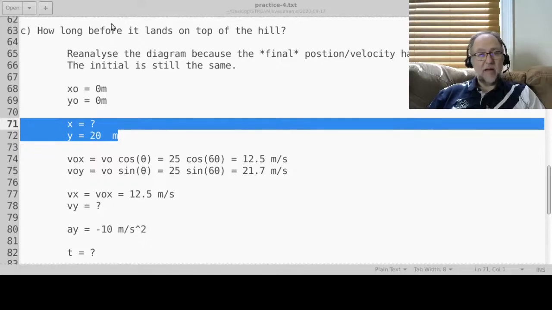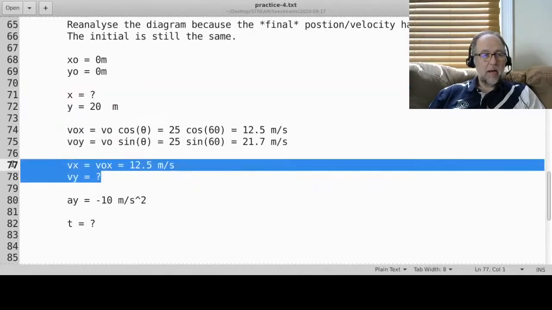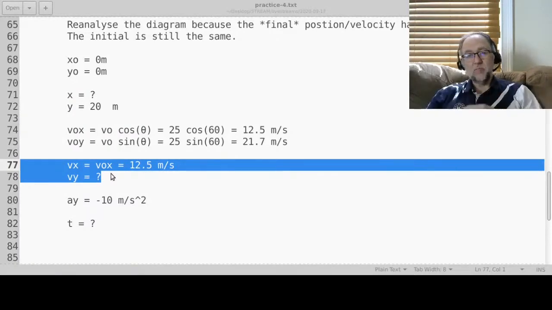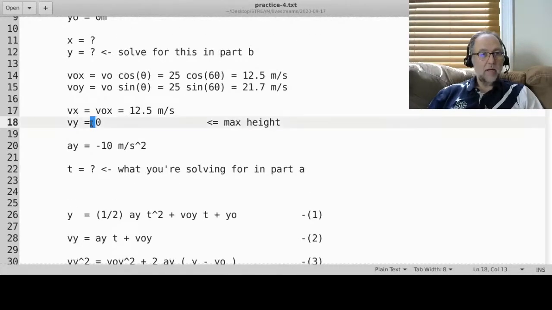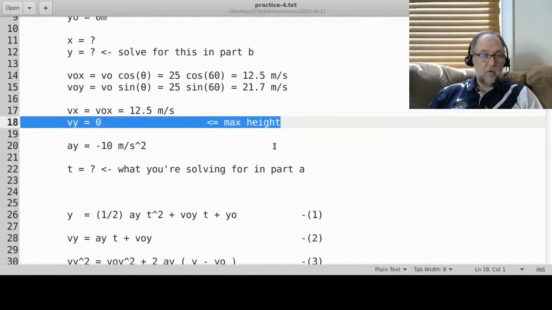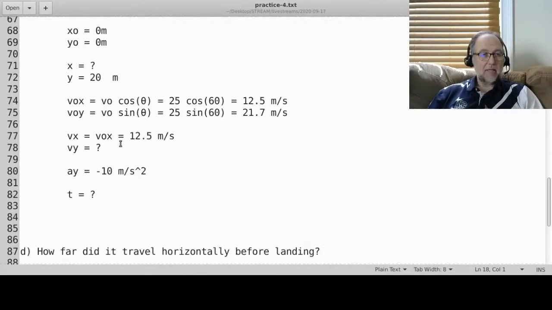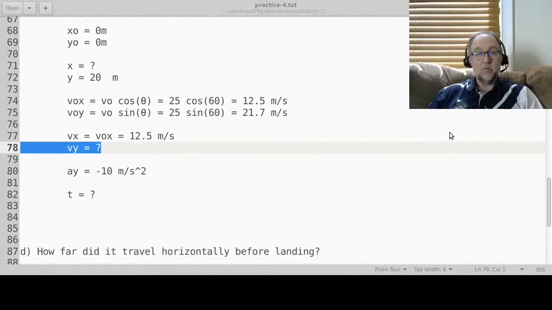Okay, and what about the final velocity? Well, Vx is still 12.5 because Vx doesn't change. It remains the same all the way along. There's no acceleration in the x direction, so it doesn't change. Vy is a question mark, and the reason is that before we said that Vy at maximum height was 0, but now we're not at maximum height, so Vy is not equal to 0.